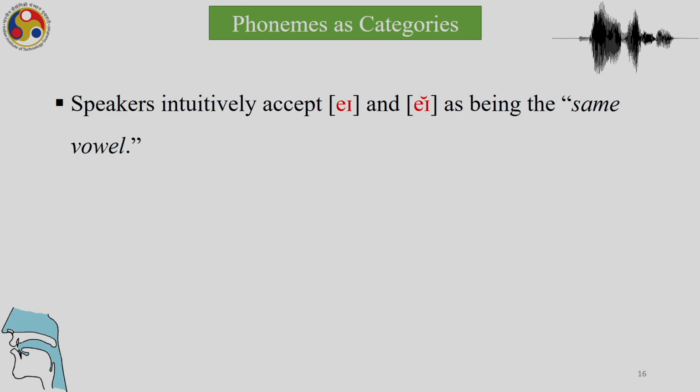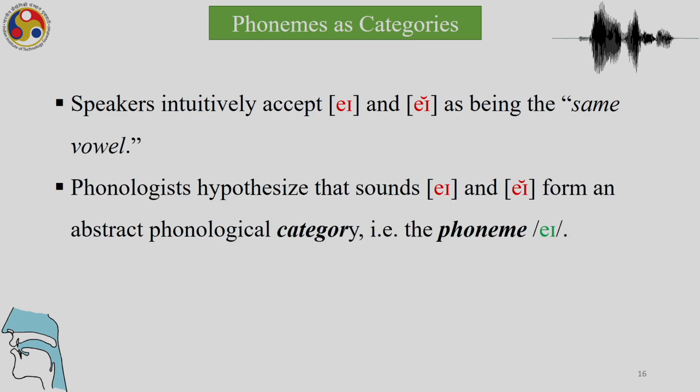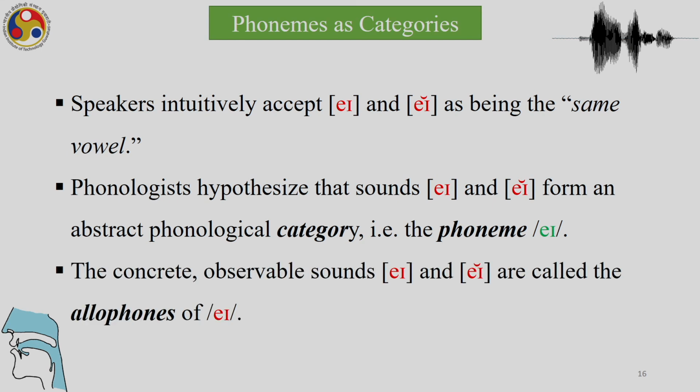Speakers are known to have intuitively accepted that the two A's are the same vowel, even though they hear that they are different, and phonologists hypothesize that the two A's form an abstract phonological category, that is the phoneme A or the diphthong A in English. The concrete observable sounds, the two A's, are called allophones.